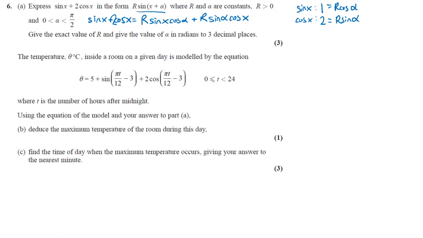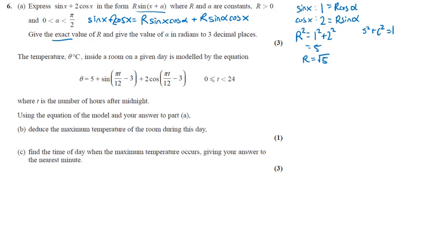Okay, now to find r, we square and add these. So we get 1 squared plus 2 squared. So what we're doing is we're squaring both sides and adding them, and we're using the fact that sine squared plus cos squared equals 1. Okay, the Pythagorean identity. So we get r squared equals 5, so r is equal to root 5, and that's, as asked for, exact.